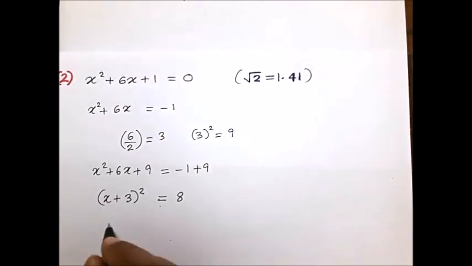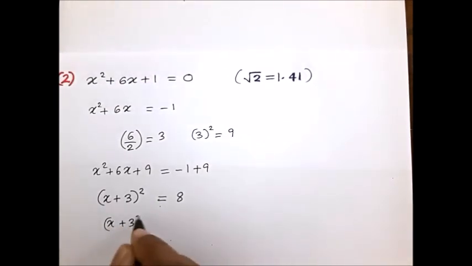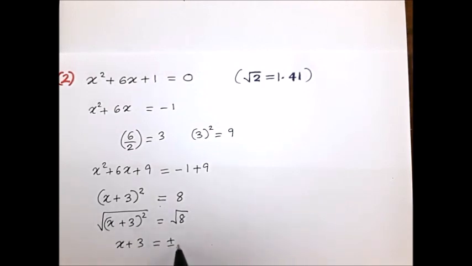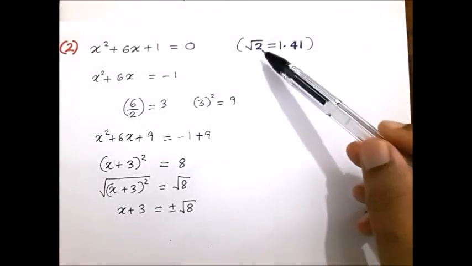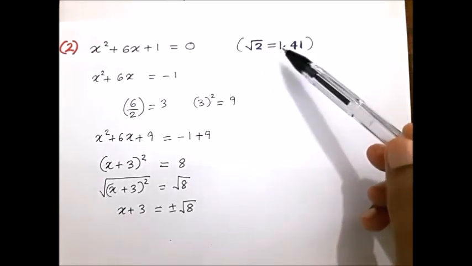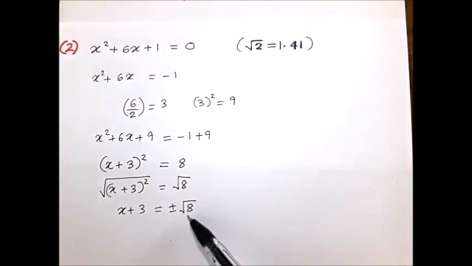Then you have to take the square root of both sides. Here the square and square root cancel. Only x plus 3 equals plus or minus square root 8. Now you can see square root 2 is given. Square root 2 is 1.41. You have to use that value here. First write this as a product of a square number and another number. It is 4 multiplied by 2.